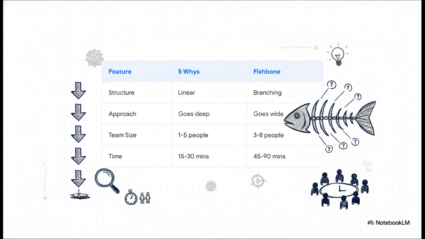The 5 whys is a linear tool. It goes deep on one specific causal chain. It's fast. We're talking maybe 15 to 30 minutes, and you only need a small team, like 1 to 5 people. It is absolutely perfect when your problem has a very obvious trigger. The fishbone, on the flip side, is branching. It goes wide across a ton of potential causes. It takes a bit more time, up to 45 to 90 minutes, and needs a larger team for a proper brainstorm.